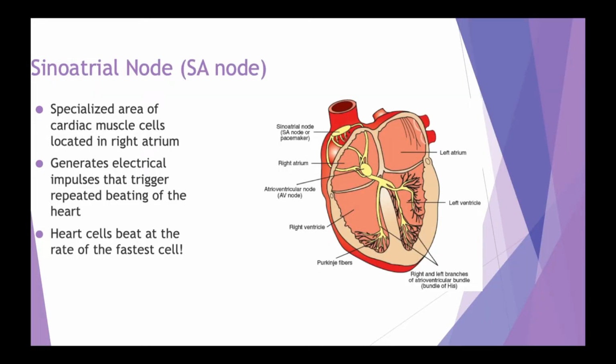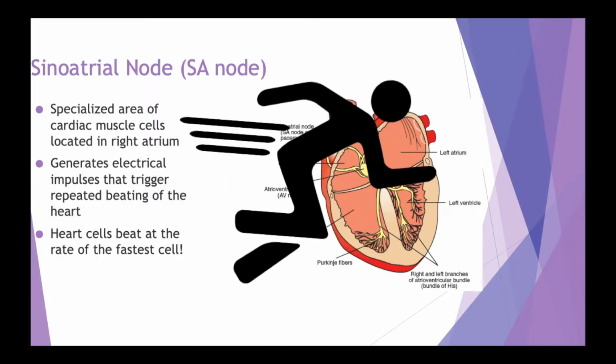The sinoatrial node, as we've discussed previously, is a specialized area of cardiac muscle cells, and they're located in the right atrium. If we look at this image here, they're in a little bundle, specifically within the wall of the right atrium. The sinoatrial node generates electrical impulses that trigger repeated beating of the heart. The heart cells beat at the rate of the fastest cells. So we call the sinoatrial node the pacemaker because the cells within it are the fastest to receive impulses and the fastest to contract. All the other cells will contract based on the fastest cells, so the sinoatrial node technically is setting the pace.